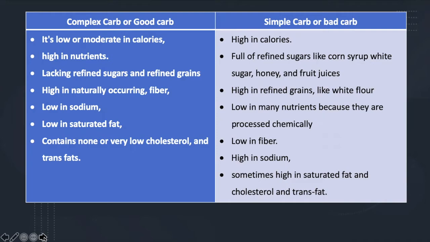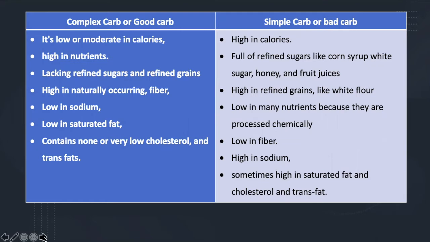Complex carbohydrates are low or moderate in calories. That's the number one reason. They are high in nutrients and lacking refined sugar and refined grains. High in naturally occurring fibers. Low in sodium. Low in saturated fat. They contain none or very low cholesterol and trans fat. So those are the complex carbohydrates, and look at all the benefits they can give us.